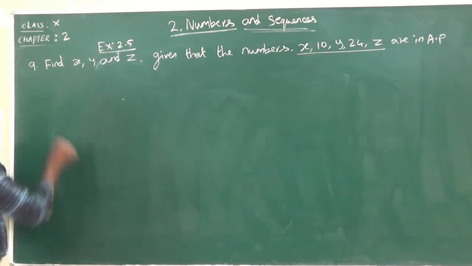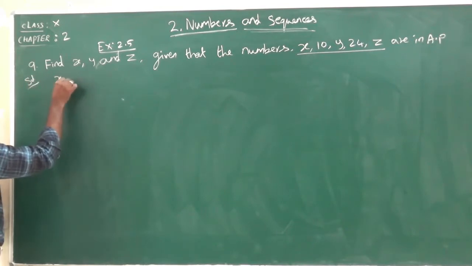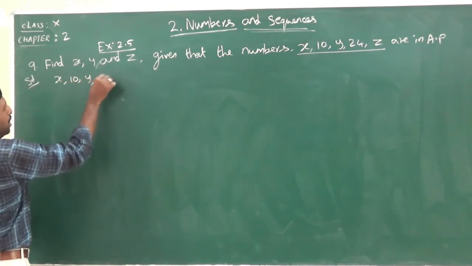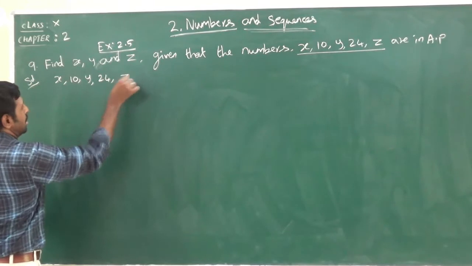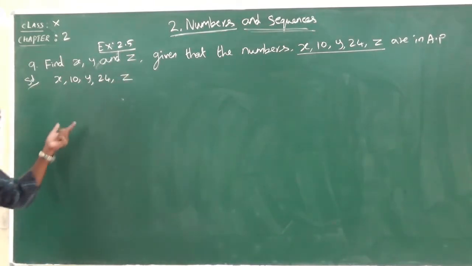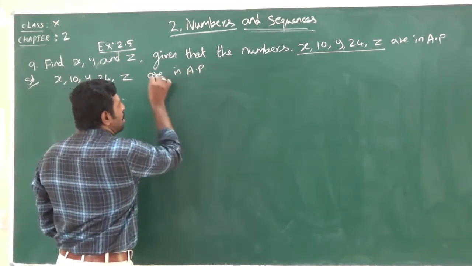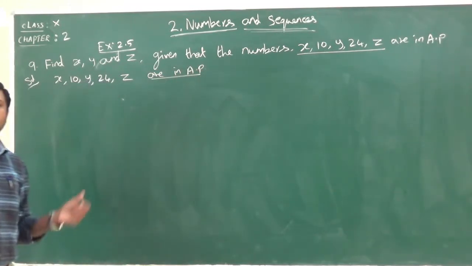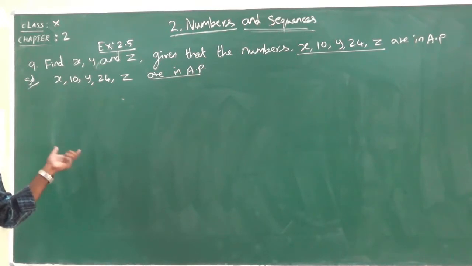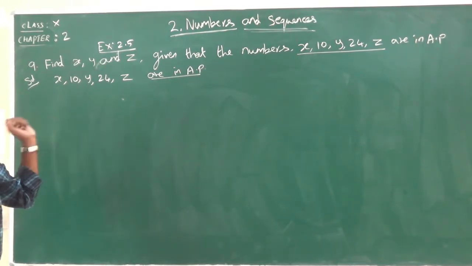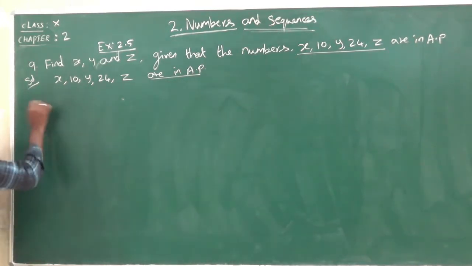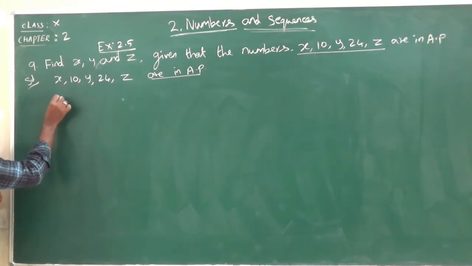So let me take the given sequence. The solution: that is x, 10, y, 24 and then z. That is the given sequence, which is in AP. That is the condition. Only then can we find out the common difference, otherwise it is not possible to find the common difference. Now, first we want to find the common difference.